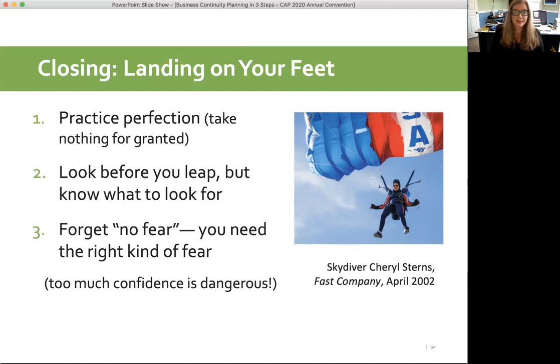She's practicing perfection. She also talks about the fact that many skydivers don't have a plan as to where they're going to land, right? They don't have a specific spot in mind. She's a precision skydiver, which means she always has a spot where she's trying to land. She has a target, and she says, look before you leap, but know what to look for. She actually says that people are less likely to suffer injury if they are aiming for a specific target.